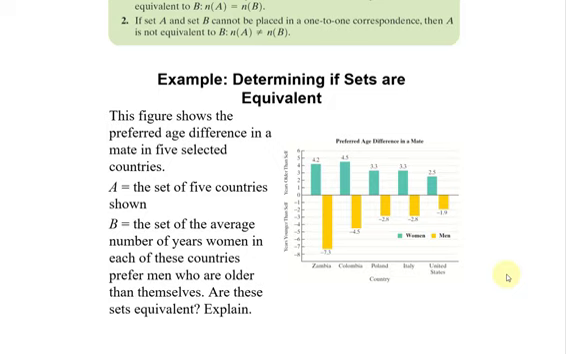Determine if the sets are equivalent. We see that set A is a set of 5 countries shown here: Zambia, Colombia, Poland, Italy, and United States. Set B is a set of the average number of years women in each of the countries prefer men who are older than themselves. Are these sets equivalent? And explain.